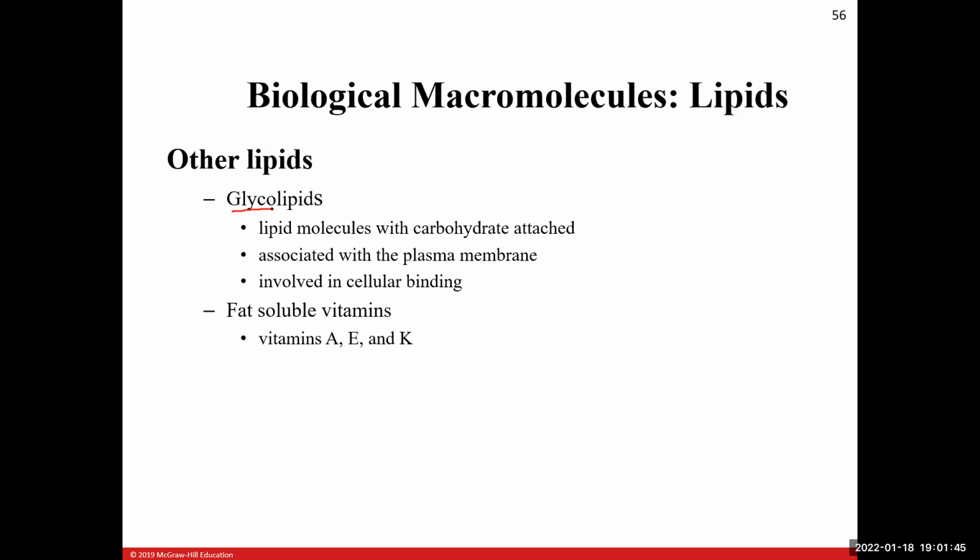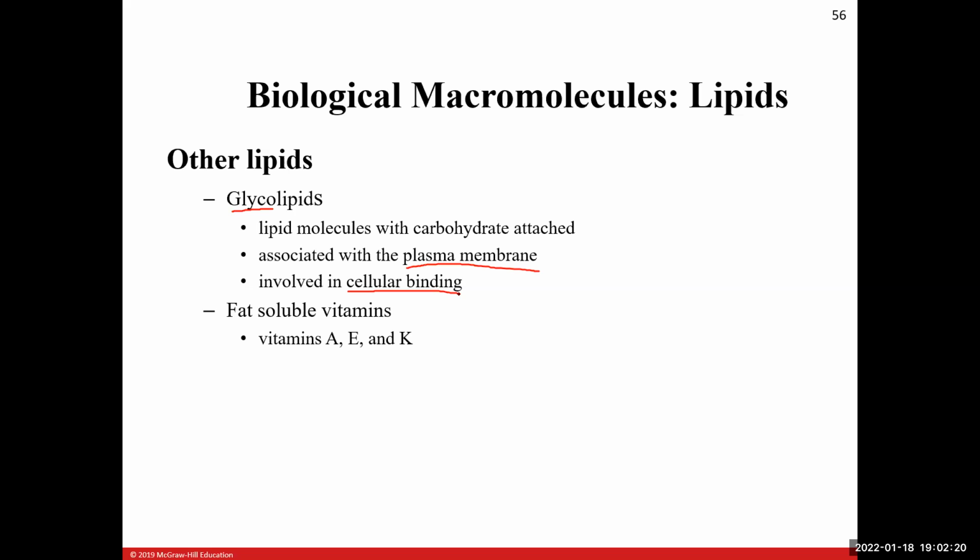a carbohydrate group to our lipid. And so this is important because, again, when we get into talking about the plasma membrane, which is that envelope that surrounds our cells, these glycolipids are going to be important when we need things to bind onto our cell. So glycolipids are basically a lipid molecule with a carbohydrate group attached to it, found in the plasma membranes of our cells, and it helps our cells to bind onto things.